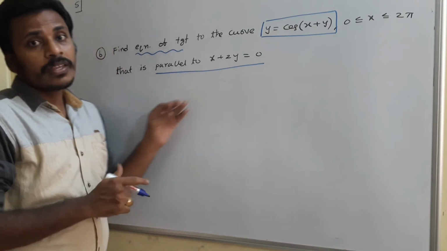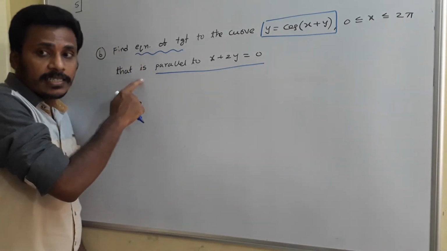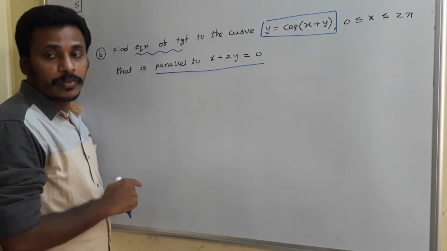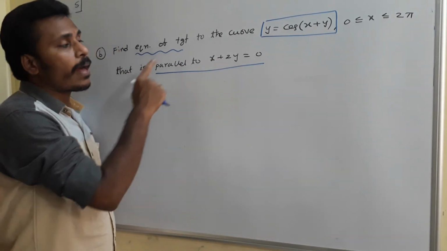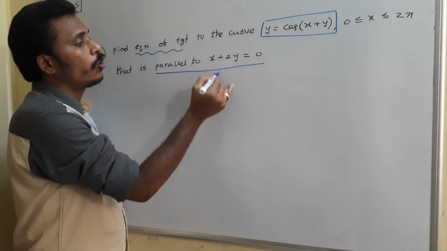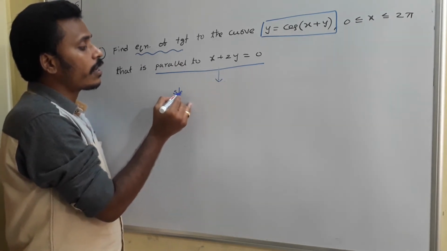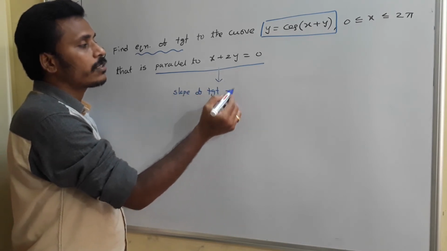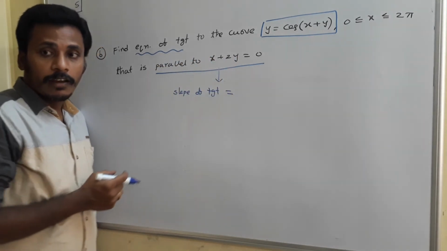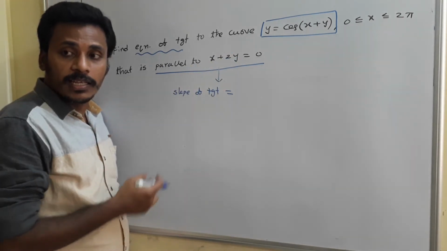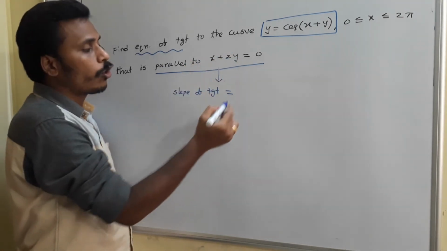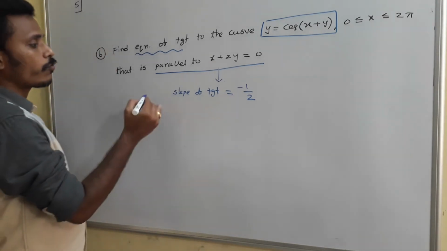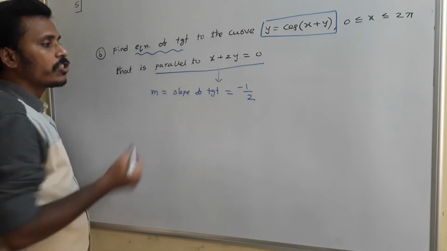So first of all, as they have given, the tangent is parallel to x plus 2y equals 0. Since the tangent is parallel to x plus 2y equals 0, the slopes of the tangent and this line are equal. So directly, the slope of the tangent is equal to the slope of this line, and we know that the slope of the line is minus x coefficient by y coefficient, which is minus 1 by 2. The slope of the tangent, in our notation m, is minus 1 by 2.